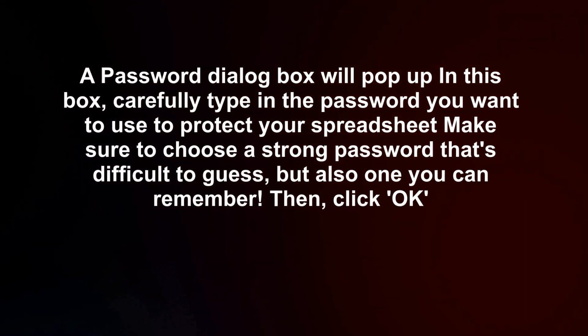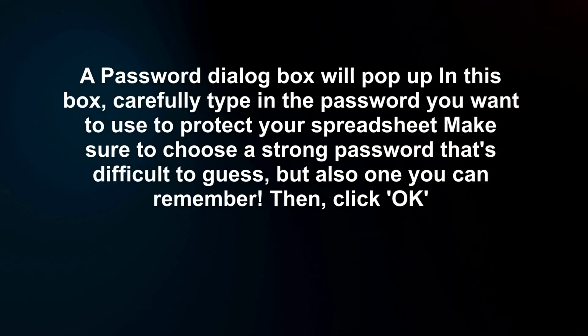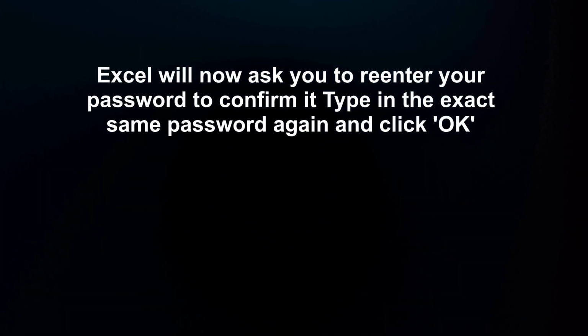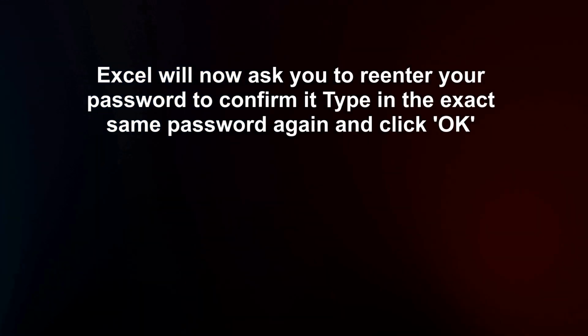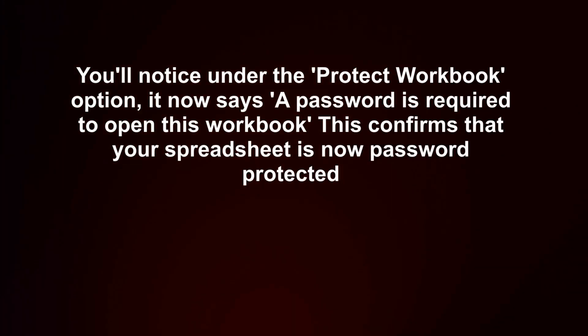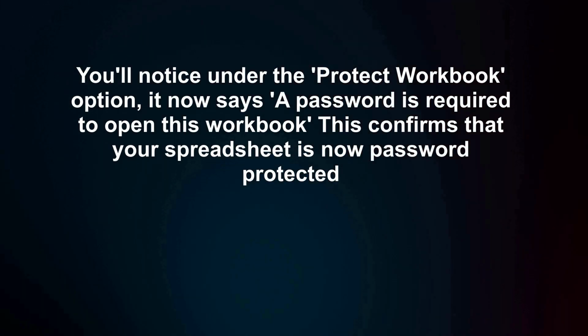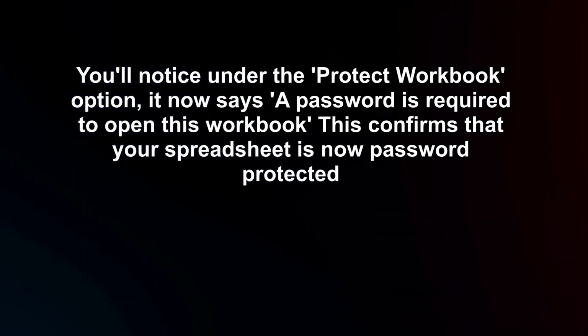Make sure to choose a strong password that's difficult to guess, but also one you can remember. Then, click OK. Excel will now ask you to re-enter your password. To confirm it, type in the exact same password again and click OK. You'll notice under the Protect Workbook option, it now says a password is required to open this workbook. This confirms that your spreadsheet is now password protected.